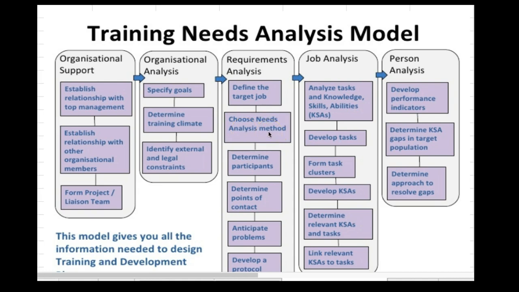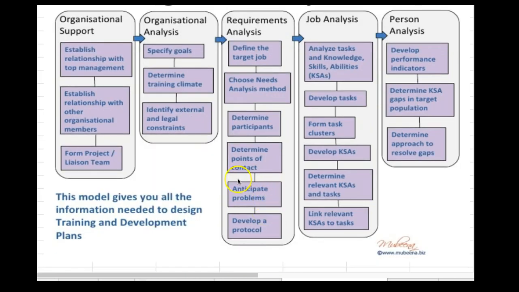So in other words, what are you going to be asking those people who say that they have those skills to do so that you can actually figure out whether they have those skills or not. You then need to determine who they are, how you're going to contact them, anticipate any problems, and develop a protocol. You're then going to jump in to the actual analysis of their job. So if this is an engineer who says that they know how to put together an engine, you've defined them, you've chosen how you're going to analyze them, you've determined who they are, how you're going to connect with them, any problems, you've developed a protocol. You now need to actually analyze their ability to fulfill this job.